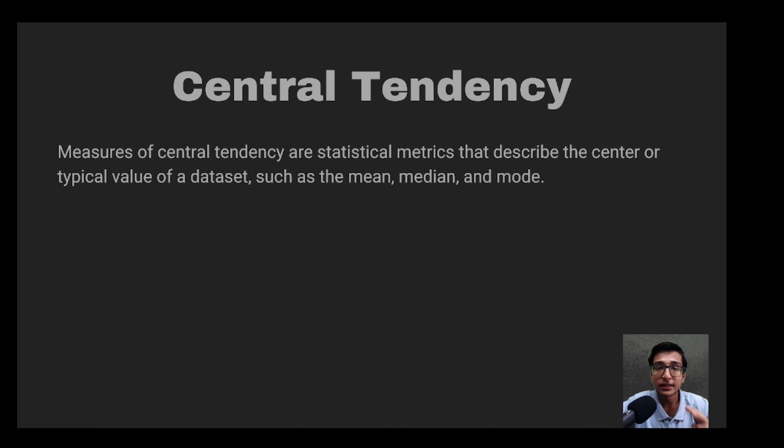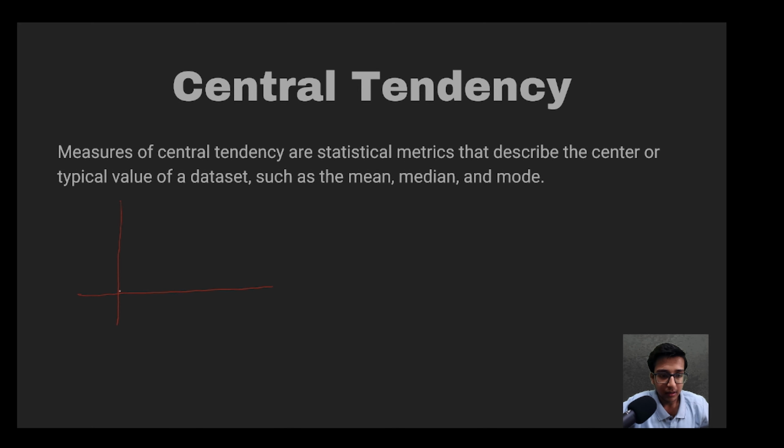So there are majorly three metrics through which we can understand what exactly the data set is all about, and they are mean, median and mode. These three are basically the statistical metrics that describe how the central tendency of a data set would look like. So I'll show you this with the help of a graph.